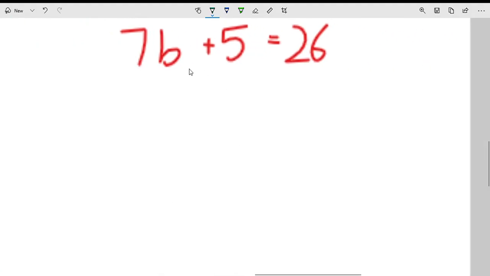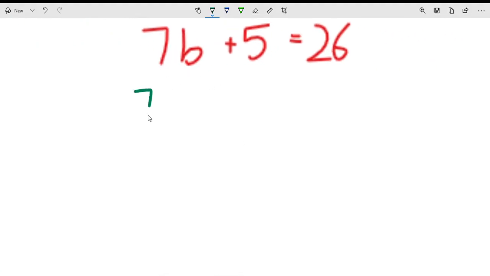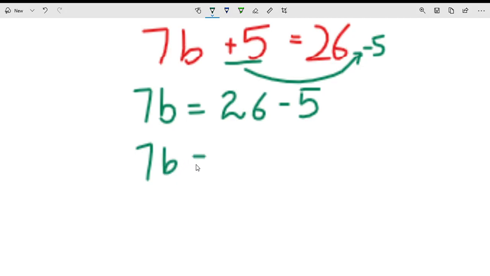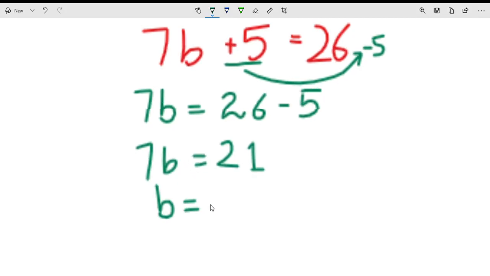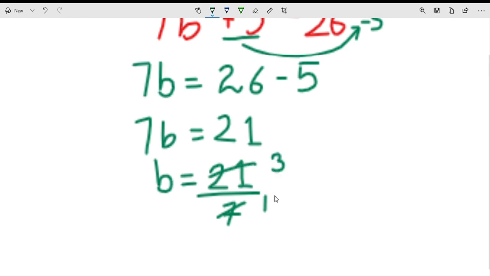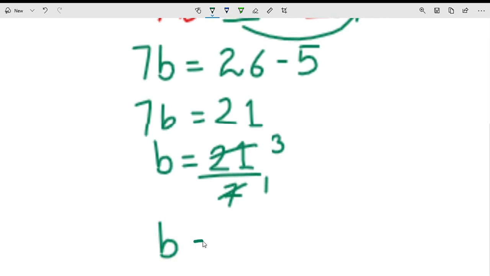And I think one more question here. So 7b equals, positive 5 here, on the other side, negative 5. So 26 minus 5. 7b equals 21. b equals 21 divided by 7. And 7 1s are 7, 7 3s are 21. So b equals 3.